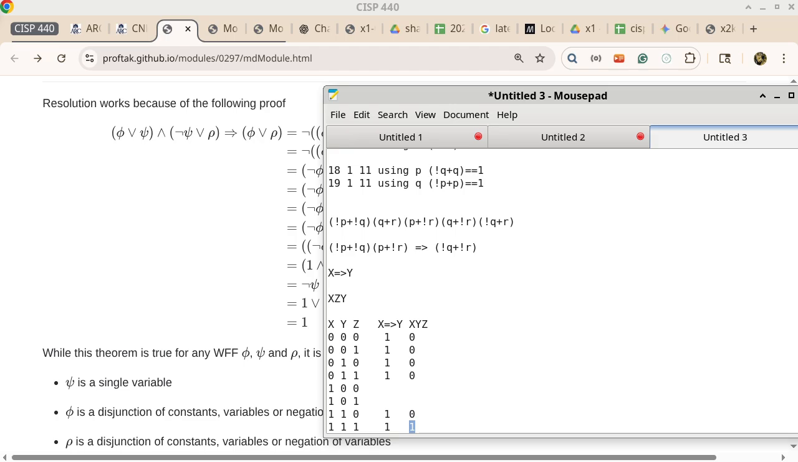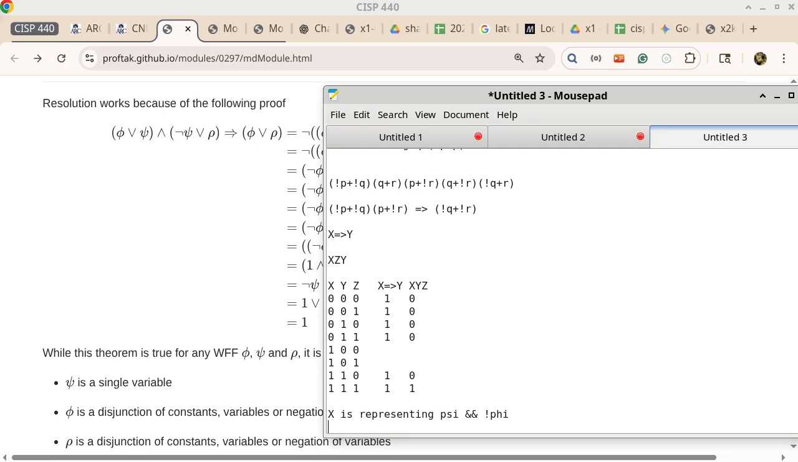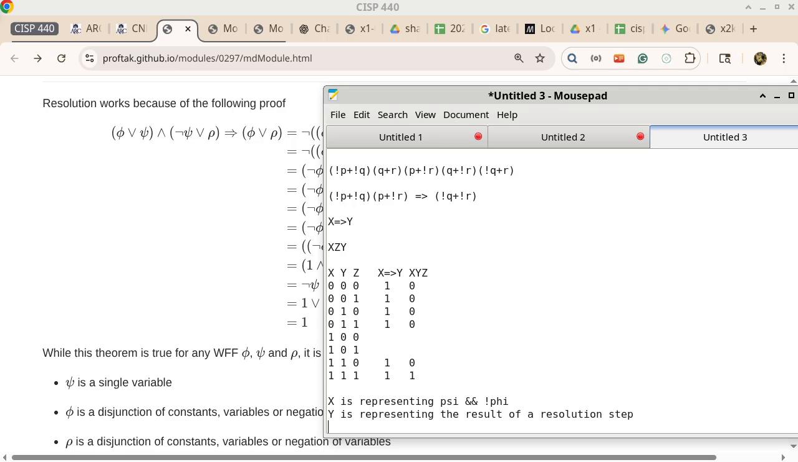and not phi. So this X here, let me just make sure that we write this down. X is representing psi and not phi, and then Y is representing the result of a resolution step, and then Z is just whatever. It's the other terms that we stack on. Is that okay? All right.